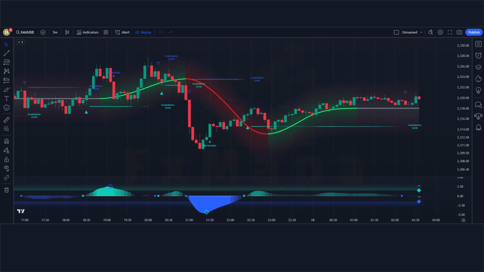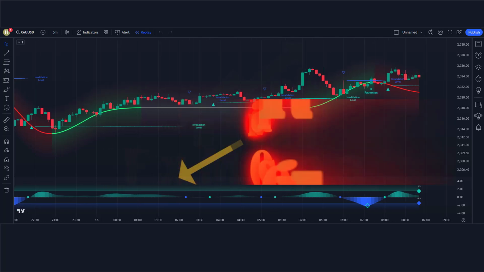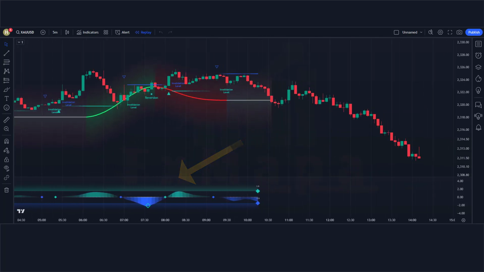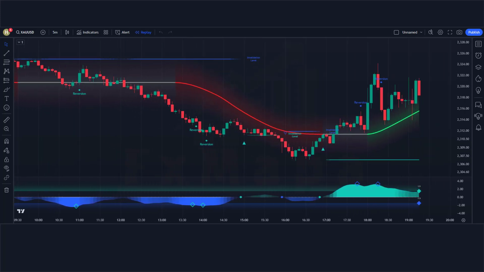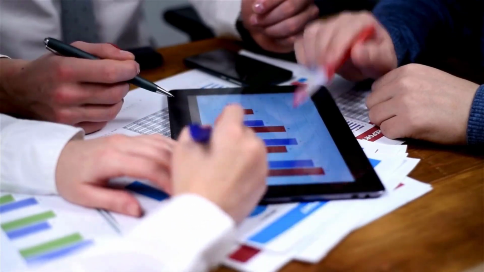TradingView just added a new feature and we've immediately used it to build a strategy. Presenting the linear regression oscillator and chart overlay. Identifying reversals in markets is one of the hardest and most sought-after skills in trading. So we decided to make this a little bit easier for you.